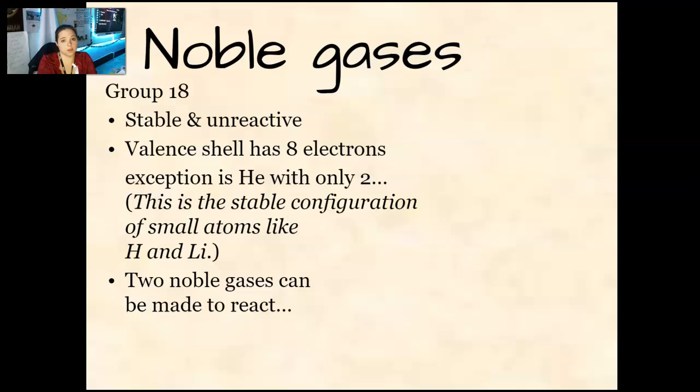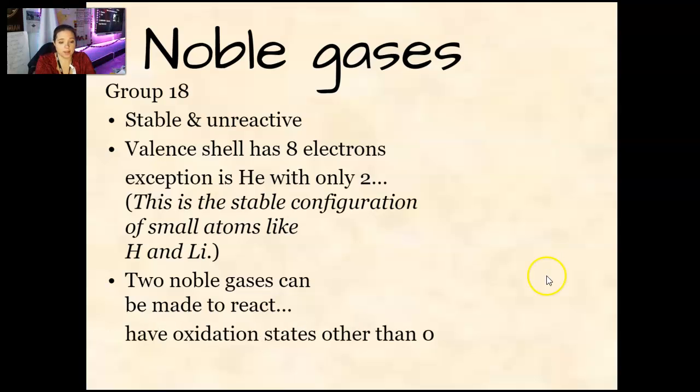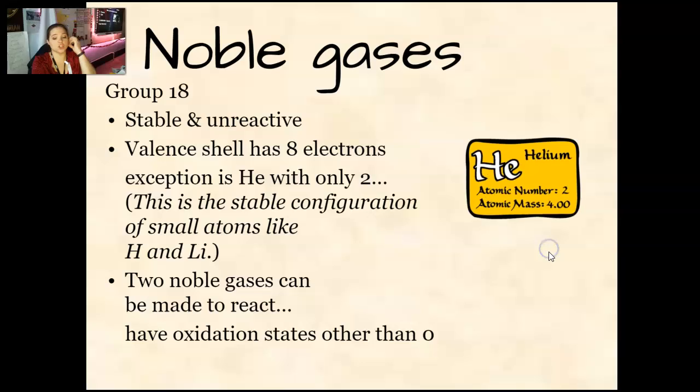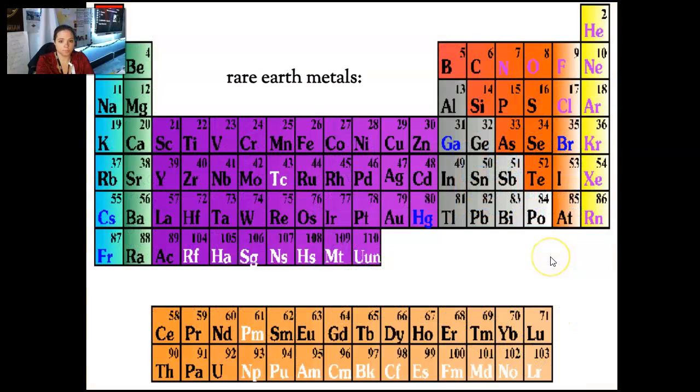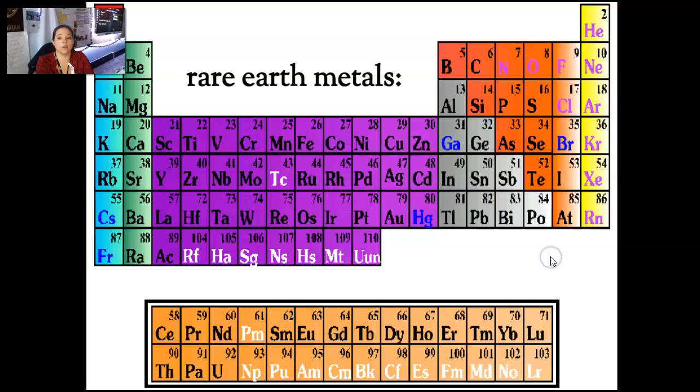2 noble gases, though, can be made to react. And they have oxidation states other than 0. You've got krypton and xenon. Notice the helium is 1s, again, only has 2 in the valence shell. That's it. That's all there is. So hydrogen and lithium will look like helium, whereas krypton and xenon, they can be made to react. You've got the +2 here. Xenon is +2 +6.